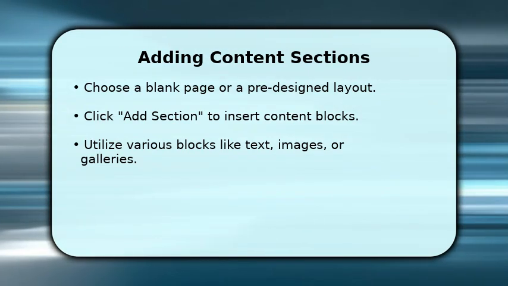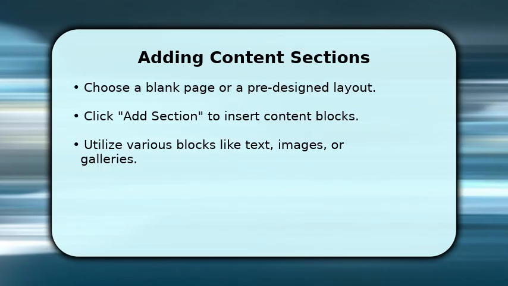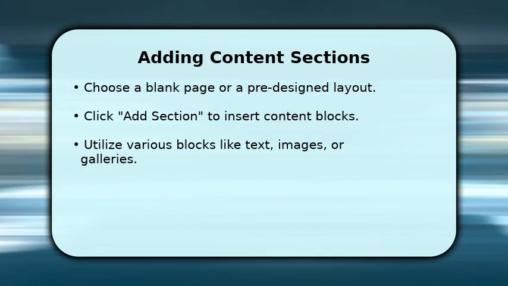Click the Add Section button, which typically appears when you hover over the page area. Squarespace offers a wide array of pre-built sections and individual content blocks. You can easily drag and drop elements like text, images, videos, or forms to populate your page.